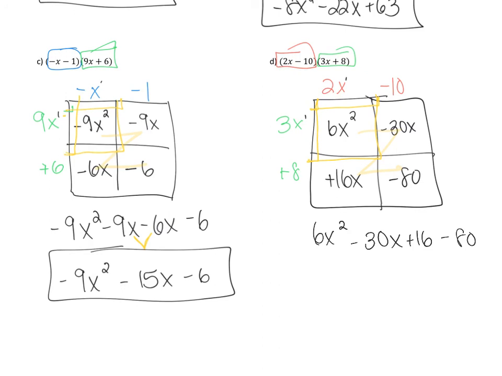Then we need to combine like terms. And remember, when we have two terms, one's a negative and one's a positive, what you could do is subtract them and keep the sign of the bigger number. So in this case, 30 minus 16 is 14x, but 30 is the bigger number, so we're going to keep the negative with it. And then just bring everything else down. And that would be our answer.